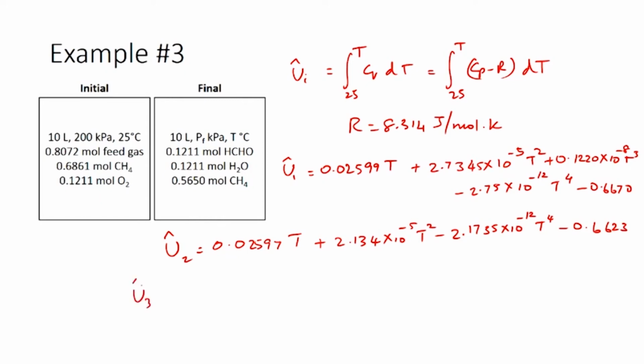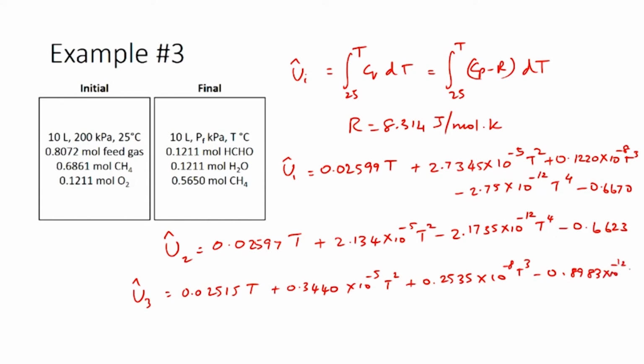So, your final U3 cap would be 0.02515 T plus 0.3440 times 10 power minus 5 T squared plus 0.2535 times 10 power minus 8 T cube minus 0.8983 times 10 power minus 12 T power 4 minus 0.6309 kilojoules per mole. Again, you will be able to get the CP values from the textbook or from other reference books. So, you can substitute that to get the CV value and calculate the internal energy changes as I have shown here.